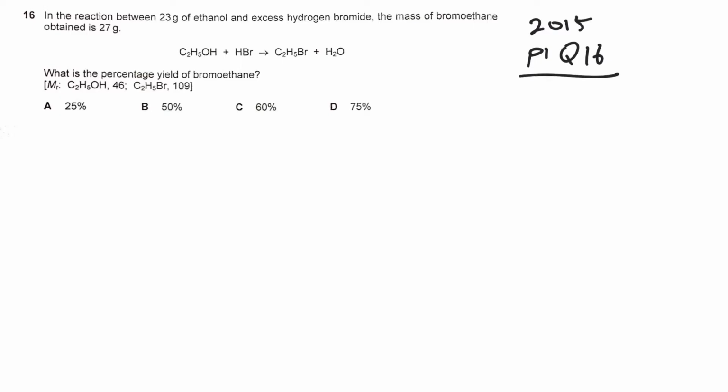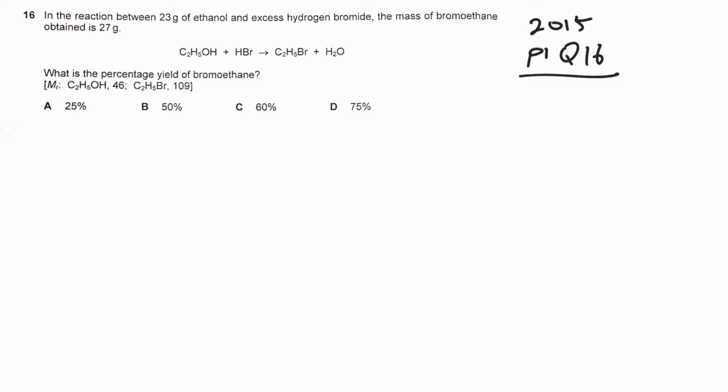In the reaction between 23 grams of ethanol and excess hydrogen bromide, the mass of bromoethane obtained is 27 grams. What is the percentage yield of bromoethane? And you are given the Mr of the ethanol and also the bromoethane. The equation states that ethanol plus hydrogen bromide gives you bromoethane plus H2O. So how can we go about doing this question, right?